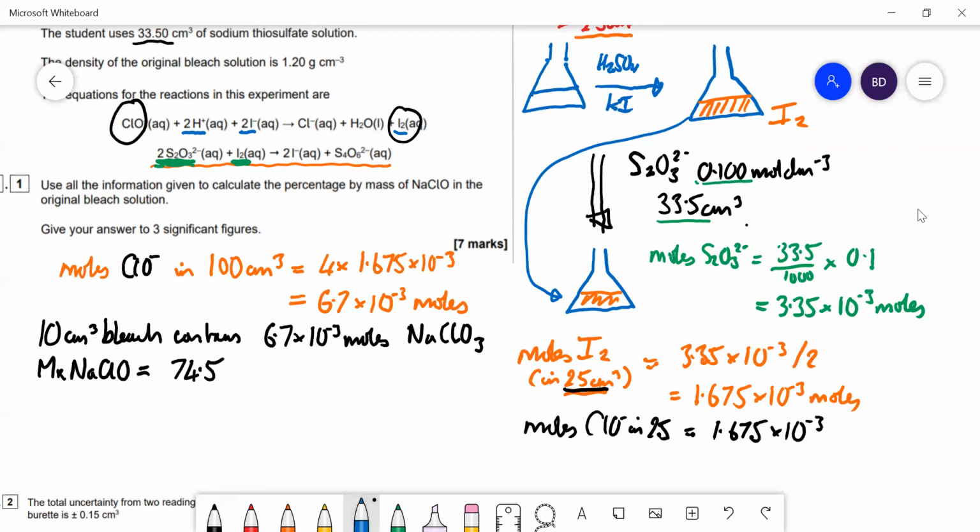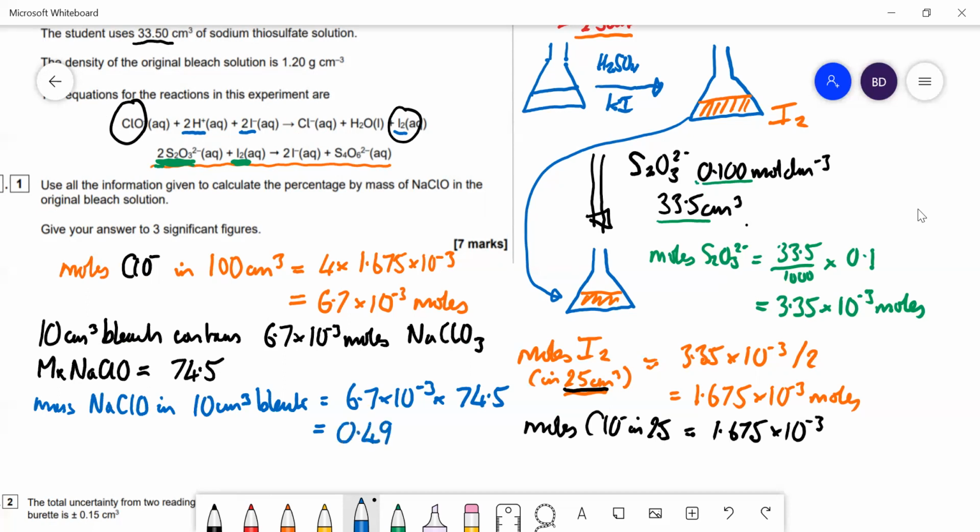So now let's do the mass of sodium chlorate in 10 centimeters cubed of bleach. It is the moles multiplied by the MR. We do that, and that gives us a value of 0.499 grams.